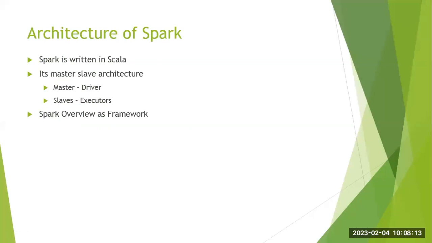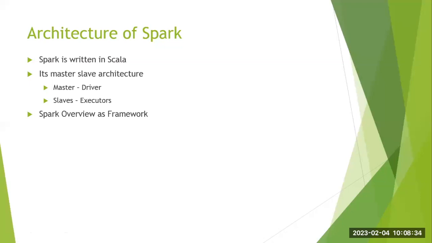So very first we'll discuss the architecture of Spark. Basically, as we know, every component is written in some basic language. जैसे कि Hadoop हमारा written है Java में. Okay. So in the same way, Spark is written in Scala.